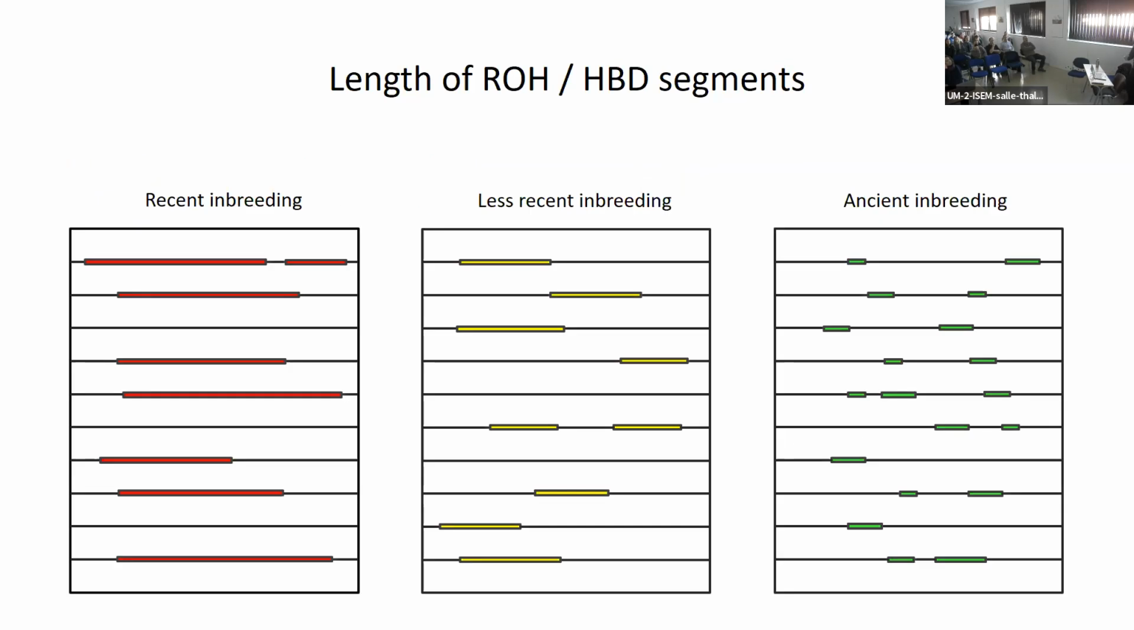And a last slide for the introduction is, for instance, if you compare 3 populations with recent inbreeding, where the ancestors are close, you will observe a lot of long segments. And if you have ancient inbreeding, you will see a lot of short segments. And so you will have a signature of the age of inbreeding.